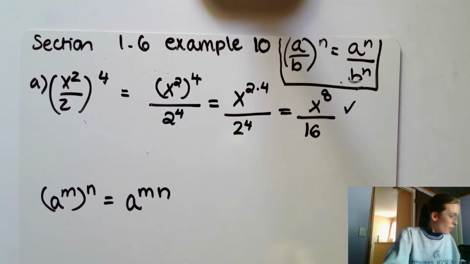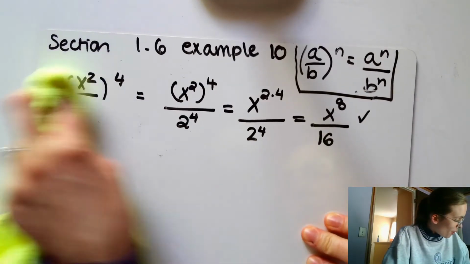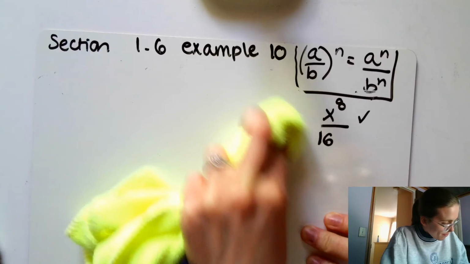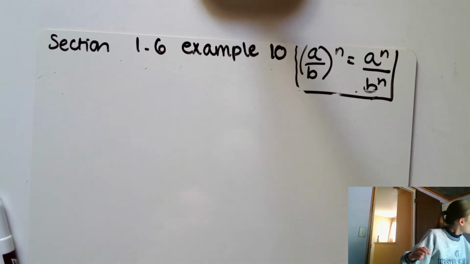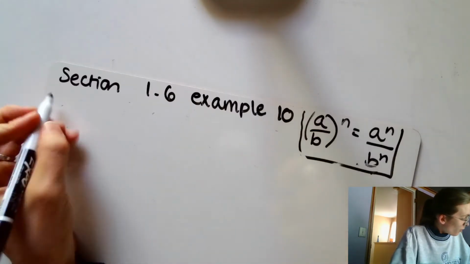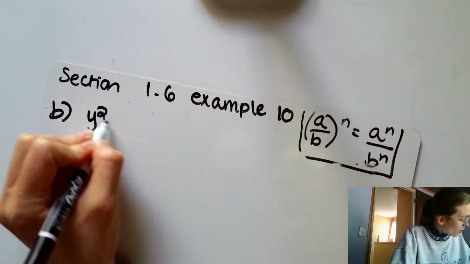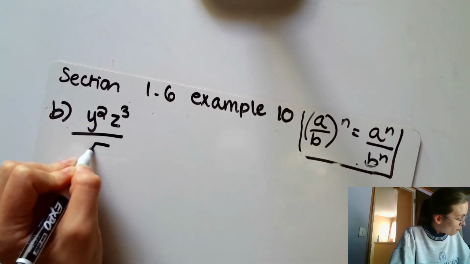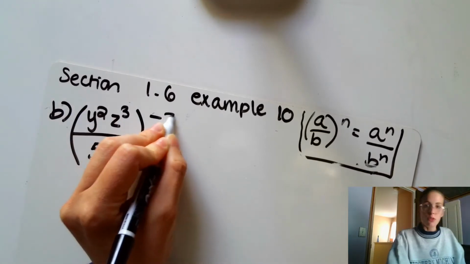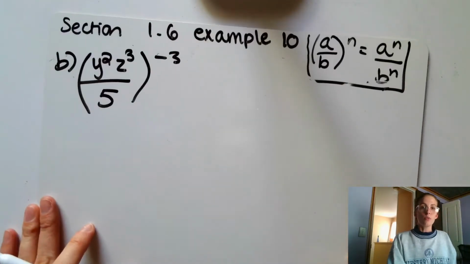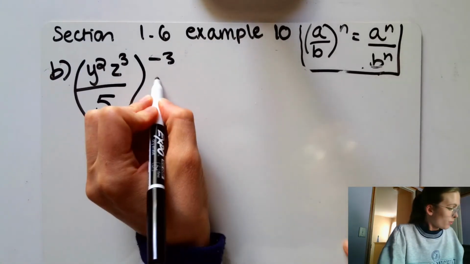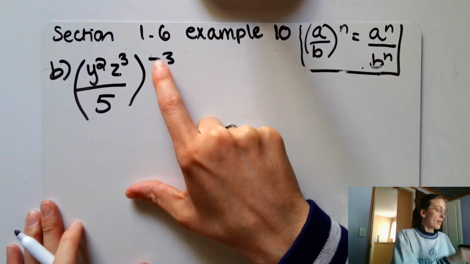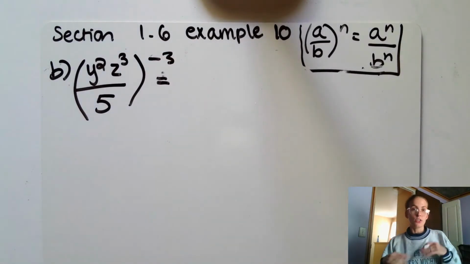Now, go ahead and erase this for part B, because we need a lot of space again. Part B: y squared z cubed over 5 to the negative 3. Okay, so step 1, we need to apply this power, or raise the numerator and the denominator to negative 3.